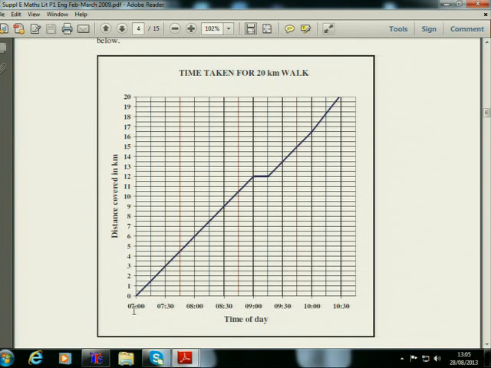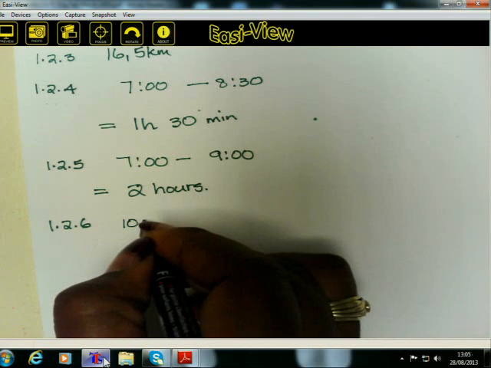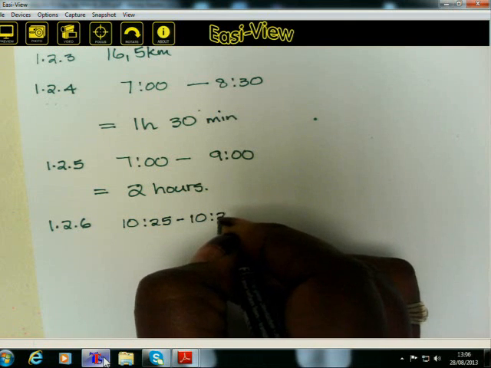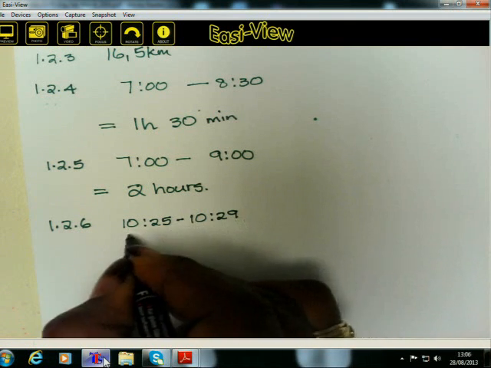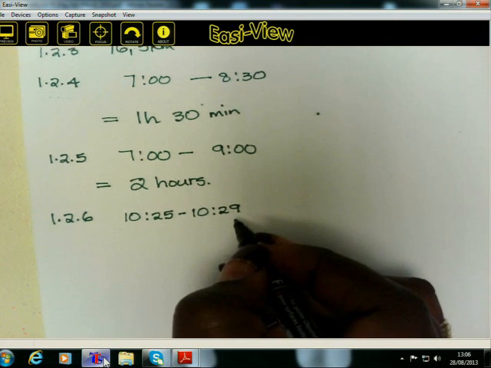So giving an estimate, we must rather be too close to 10:30 than being too close to 10:15, because it cannot be 10:17. But if you say 10:28, 10:27 or so, it makes sense, because we can see that it is just a few minutes before 10:30. So perhaps your answer can be anything between 10:25 to 10:29. So your answer can range within 10:25 and 10:29, because it cannot be 10:30. At 10:30 she had finished her walk.